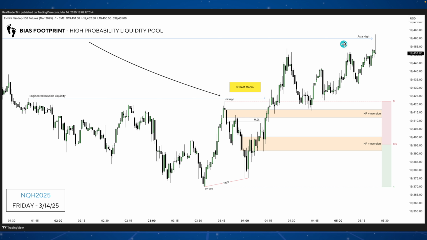Okay, so here I have it zoomed in. We won't be able to see Asia here just for clarity's sake. We have Asia high dragged out here, so that's a session high, which is a high probability draw on liquidity.